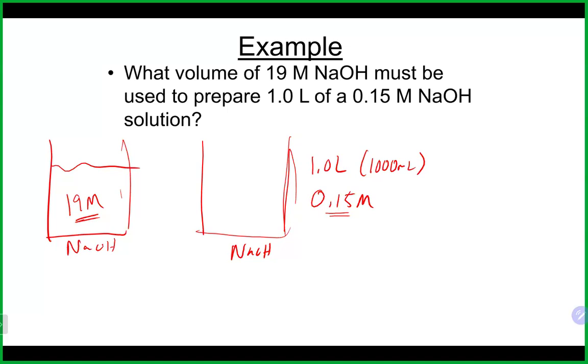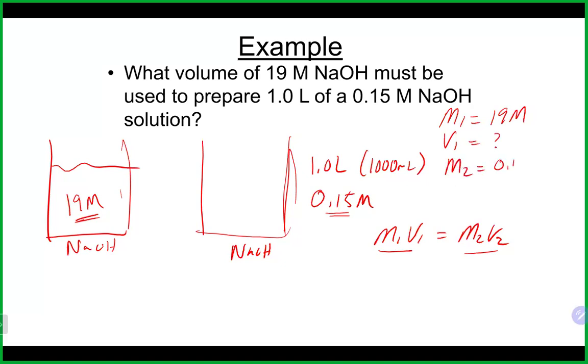So in this particular case, we could go into our equation, M1 V1 equals M2 V2. It doesn't really matter which ones you call ones and twos, but again, usually the more concentrated is our ones, the less concentrated is our twos. So in this case, M1 would equal 19 molar. V1 we don't have. M2, which is the more dilute solution, would be 0.15 molar, and V2 would be 1 liter, or if you want to use 1,000 milliliters in this case, that's okay as well.